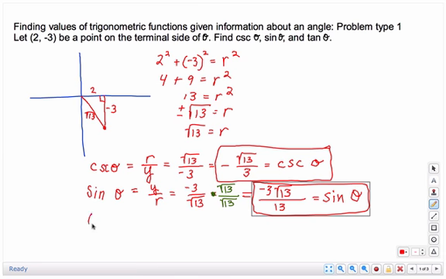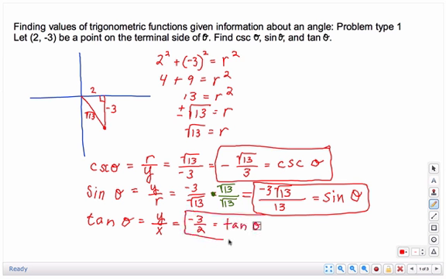And then the last thing you need to calculate is tangent of theta. Now tangent of theta is like slope, so that's y over x. So my y value here was a negative 3, and my x value was 2, so that's a negative 3 over 2. And that's just what my tangent of theta is going to be. Now for problem types 2 and 3, this is going to be a similar process, just a few variations.